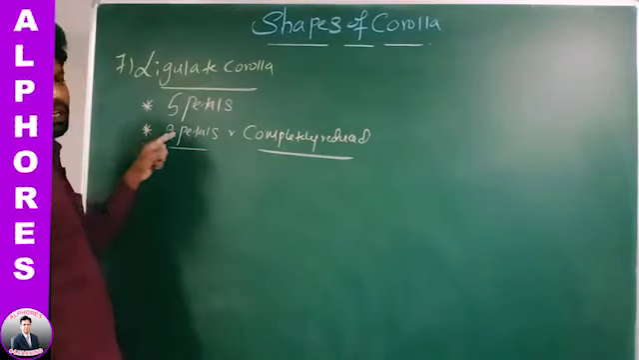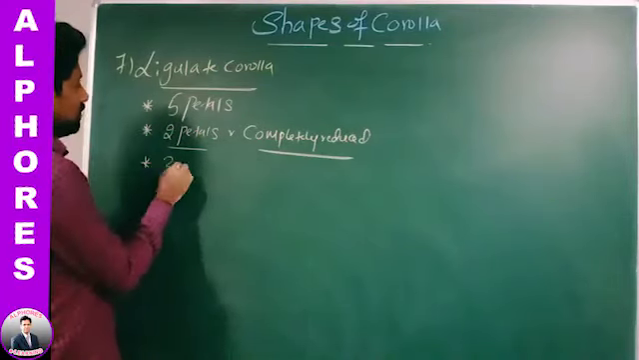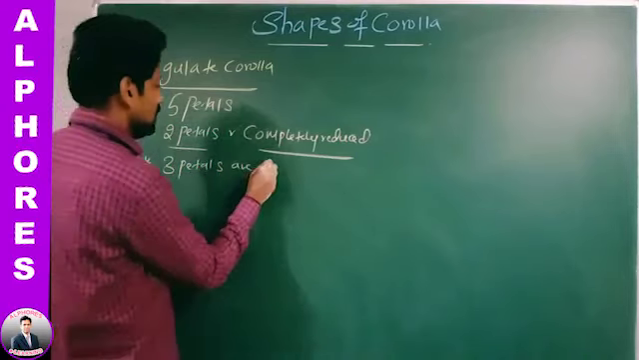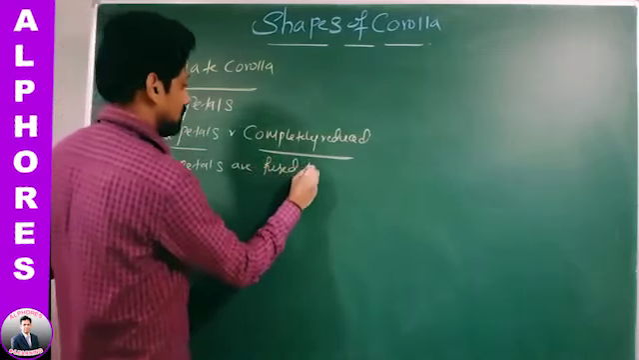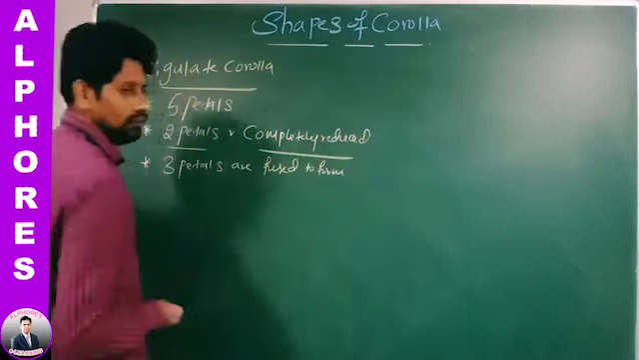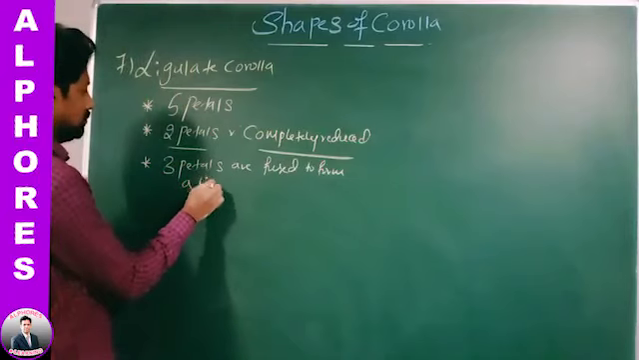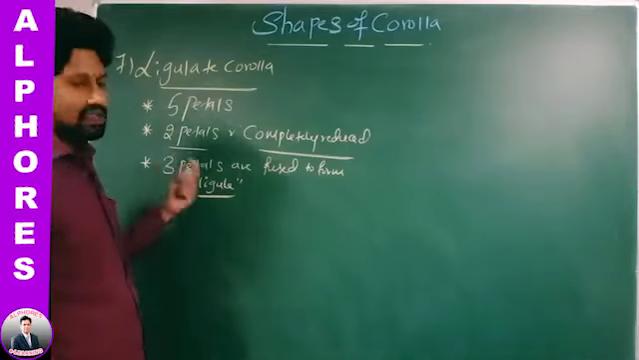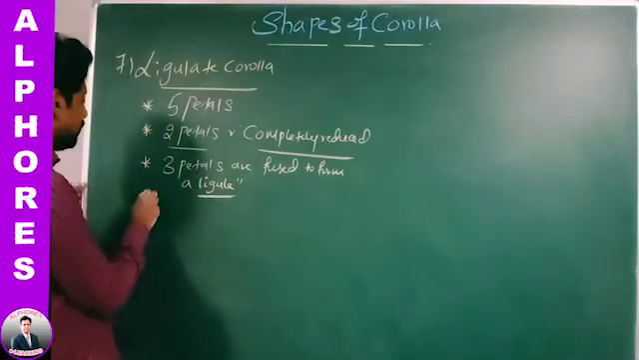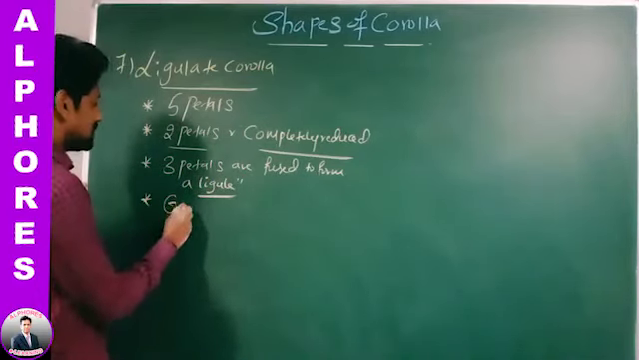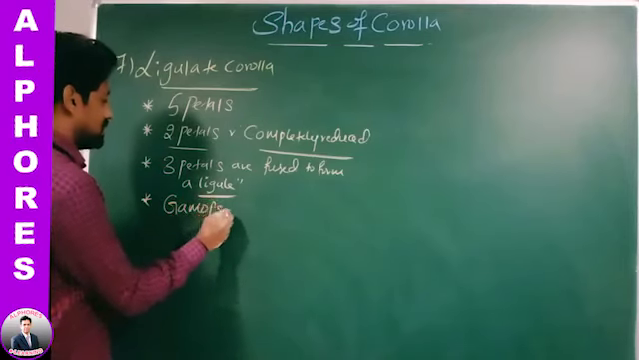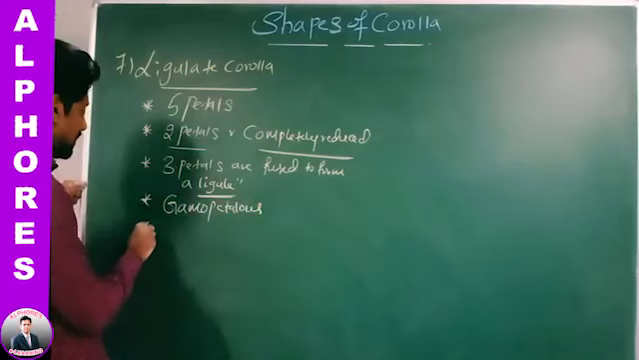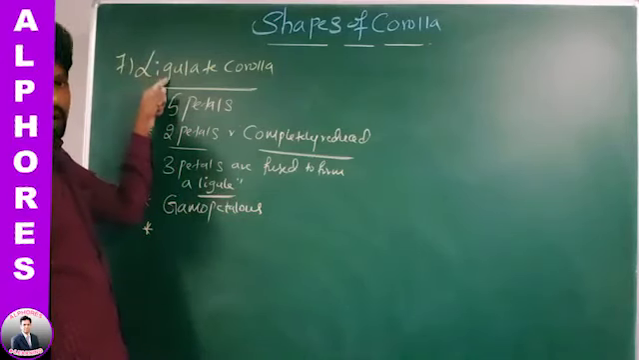Remaining petals: 5 minus 2 is 3. Therefore, the remaining 3 petals are fused to form a ligule. Ligule means tongue. Therefore, the petals are fused, so the condition is gamopetalous.